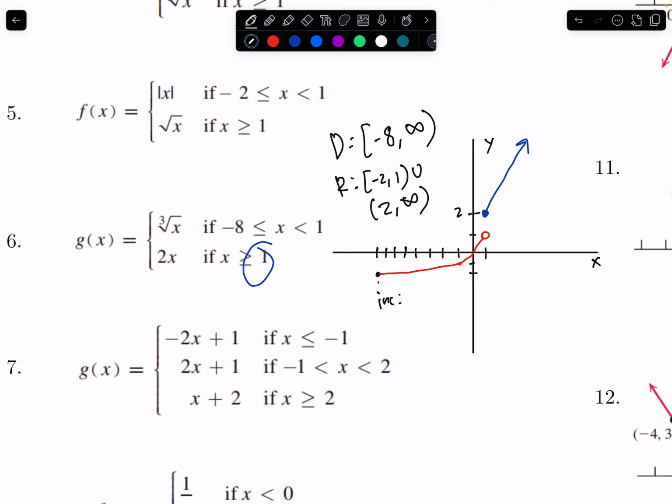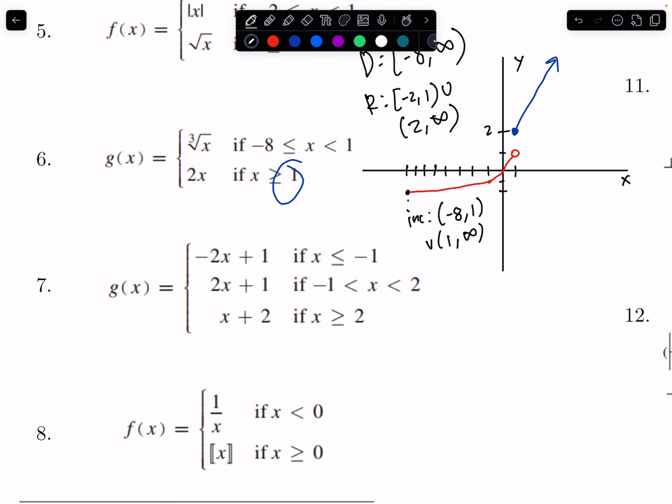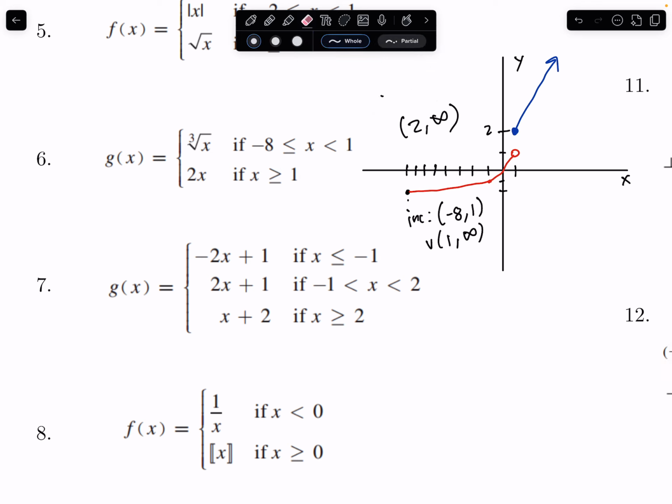Almost, actually, no, not quite. -8 until 1, it's increasing, right? Oops, sorry. For increasing intervals, open parentheses, -8 till +1, and then union from 1 onwards forever. Yeah. All right, 2 more in this video.